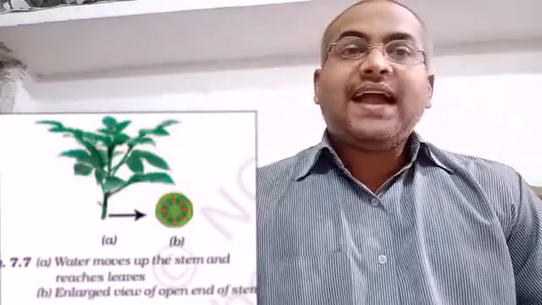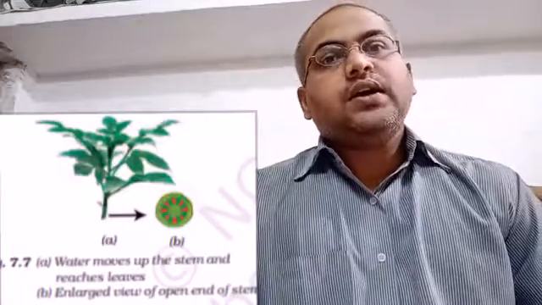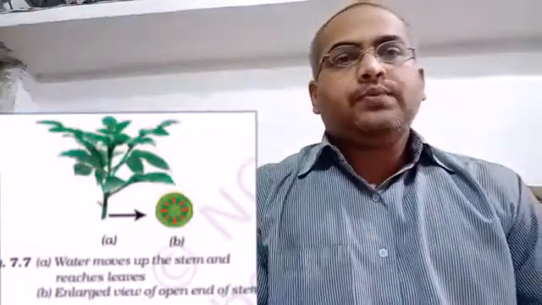The water and minerals absorbed by the root are transferred to the different parts of the plant by the stem, and the food prepared in the leaf is also transferred to the different parts of the plant with the help of the stem. So there are pipelines or channels in the stem by which water and minerals are transported to the leaves or different parts of the plant, and there are channels by which food is also transferred to the different parts of the plant.